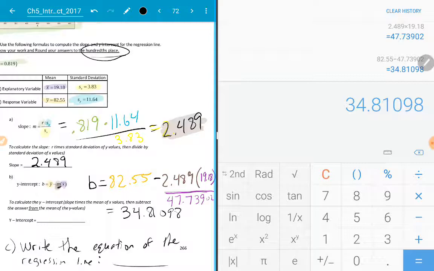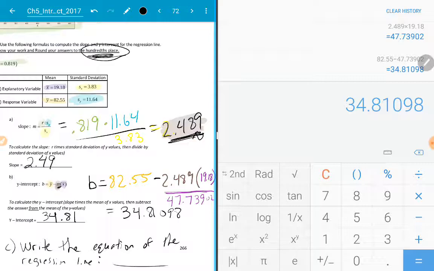I can round that up to, let's see. Okay, so it says round to the nearest hundredths place, so I actually need to fix that slope too. So the y-intercept should be 34.81. And on this note of hundredths place, I'm going to round the slope to the hundredths place, so I'll change this one, rounding that to the hundredths place. The 9 bumps up the 8, so I get 2.49.